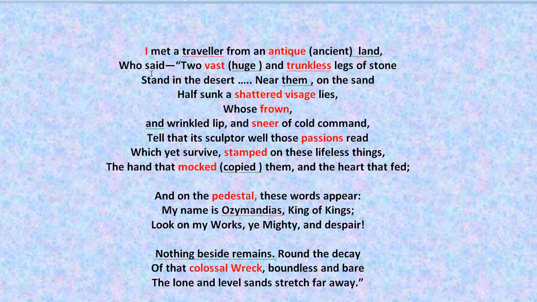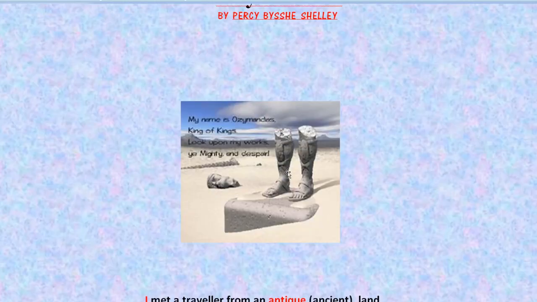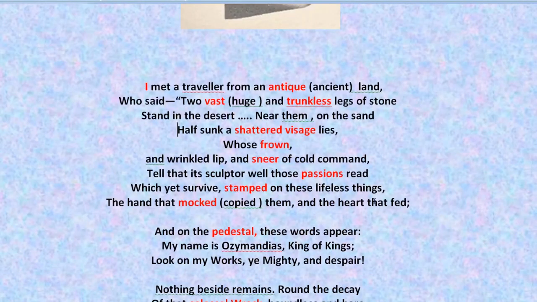The traveller came from an ancient place and there he saw that two legs of stone were buried in the desert, and those legs of stone were trunkless, meaning those legs did not have any upper part of the body, like this. You can see the pictures on your screen. So these are the trunkless legs. Why? Because they don't have the upper part of the body.